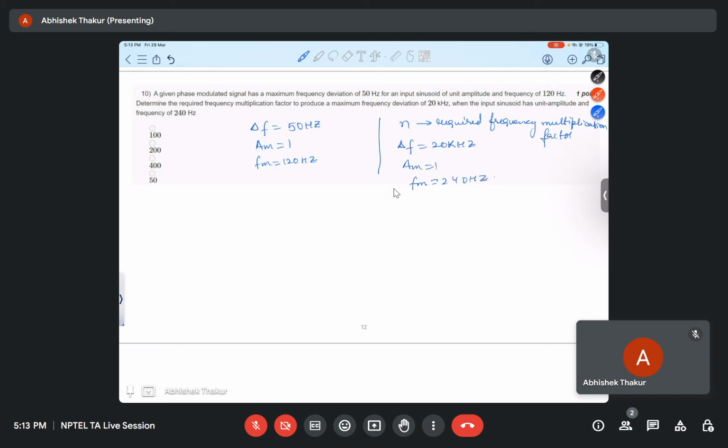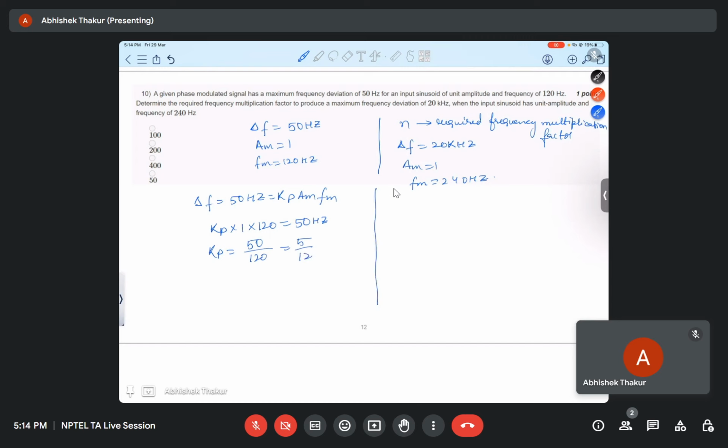Now substitute the values. First we will find Kp, with delta f equal to 50 hertz. Delta f is equal to Kp into Am into fm. So Kp into Am, which is 1, and fm is 120 hertz, is given as 50 hertz. So the value of Kp is equal to 50 by 120, that is 5 by 12. Now this Kp is constant for the signal.